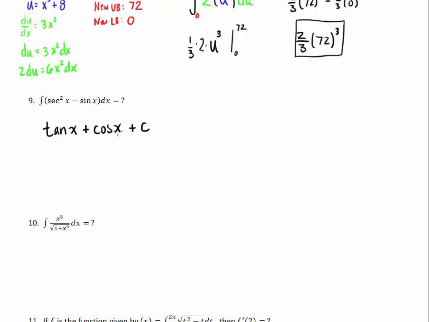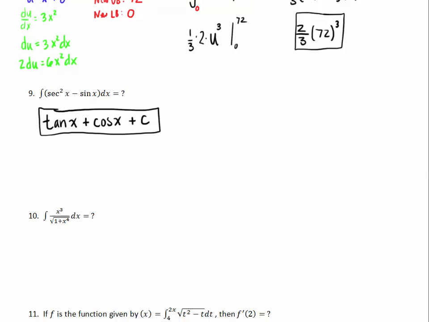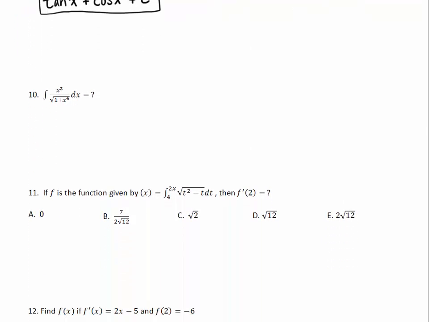We could take the derivative of that and just double check. That derivative of tangent is secant squared. Derivative of cosine is negative sine of x. Derivative of c is 0. And there it is. That's all there is to that one. All right, problem number 10. We have another indefinite integral, and this time this one's a little bit trickier.